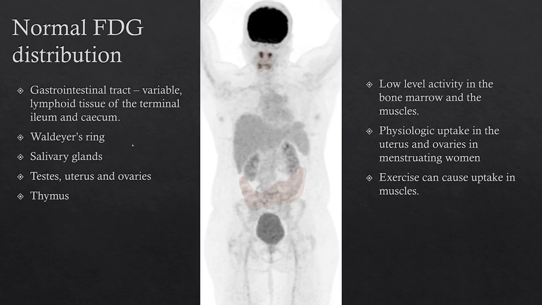Other sites of uptake include the Waldeyer's ring and salivary glands. You can also see uptake in the testes, uterus, and ovaries. So in menstruating women, uptake in the uterus and ovaries would be physiologic. You can also see uptake in the thymus in younger patients, and this is an important thing to note. You would typically see low levels of activity in the bone marrow and the muscles, as we can see here.